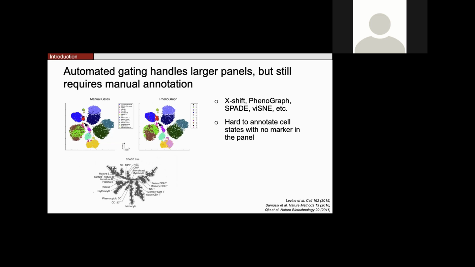So recently, more automated gating techniques have been created. For example, XShift, Phenograph, SPADE, or VSNE. These are all visualization or clustering techniques for this type of data, which can automatically separate out cell populations. However, it still requires manual annotation to assign the cell types to those cell populations, which means you might still run into the same problems of identifying nuanced cell types or states that are identified by very small changes in protein expression.